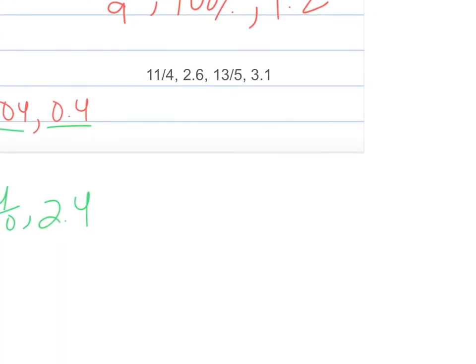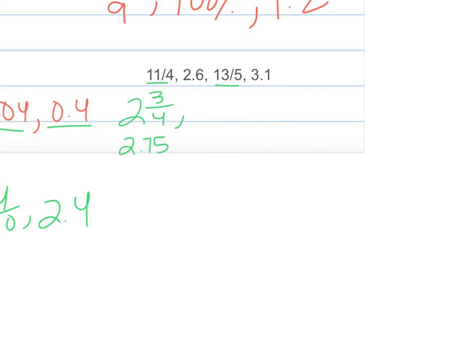Okay. Last one, 11/4, 2 and 6/10, 13/5. Okay, so we have some improper fractions here. I'm going to turn those into a mixed number. So I know that 4 goes into 11 twice without going over, so that's my whole number. 4 times 2 is 8. 9, 10, 11, there's 3 left over out of 4, which I know is 0.75, like that.